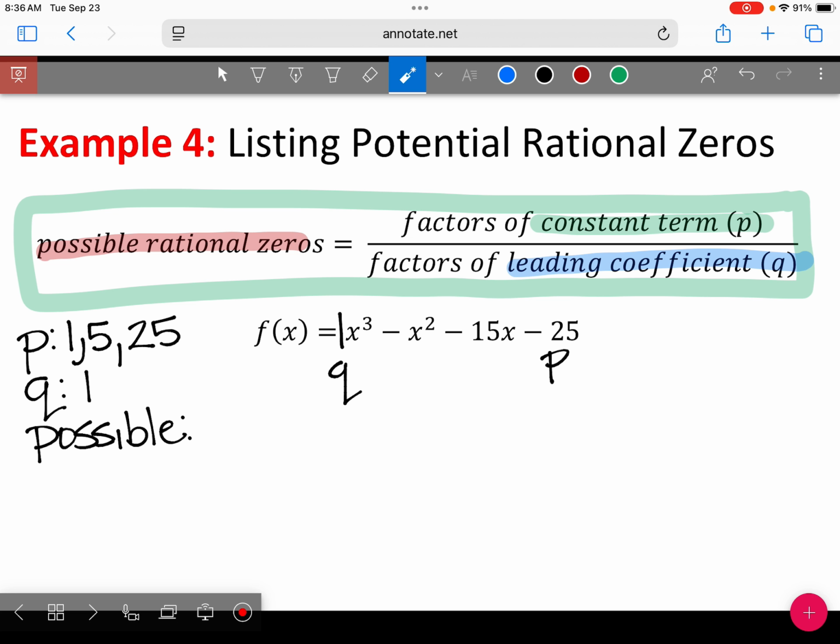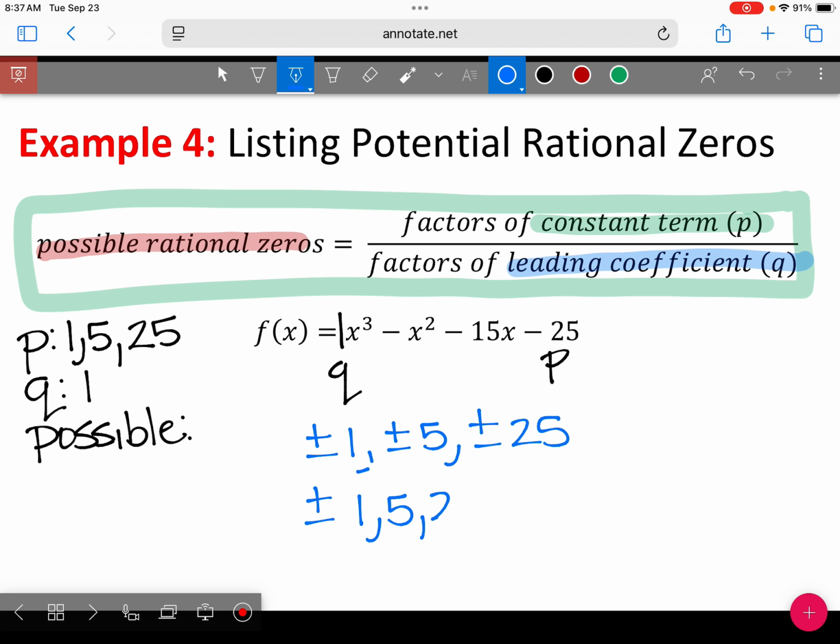Now, you don't have to put a plus and minus in front of all of them. So I usually just put my plus minus in the front, so you don't have to list a plus minus before each one. It just counts for everything. So there are 6 possible rational zeros.